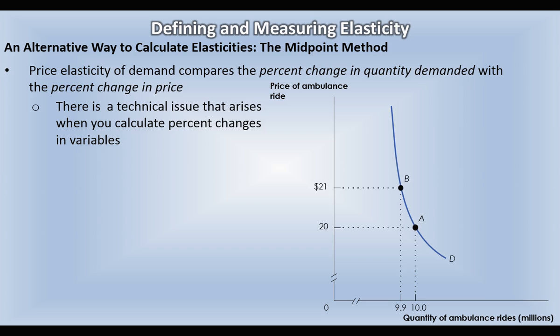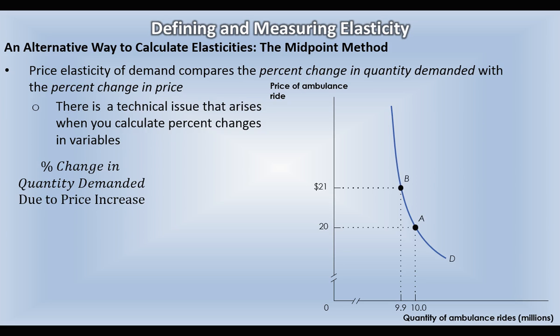So again, just thinking about what we were looking at here, moving from point B to point A, we're looking at a change in price of $1. But if we're going from point A to point B, we're also looking at a change in price of $1. So depending on whether we are starting from a high price and going down $1, or starting from a low price and going up $1, we're going to get a slightly different measure of the elasticity.